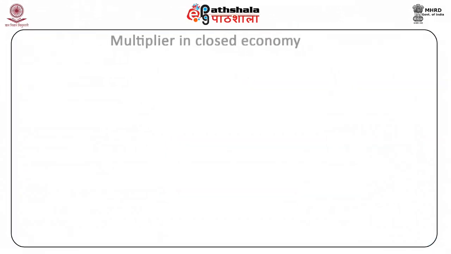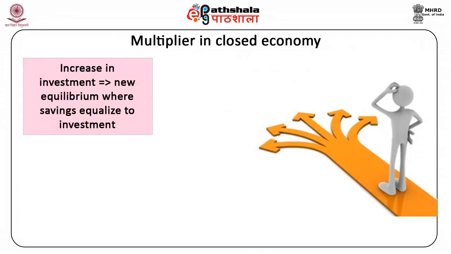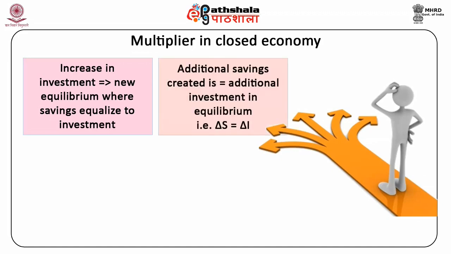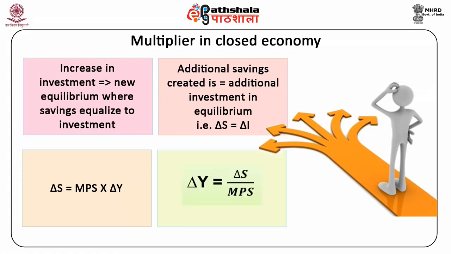Now, we will discuss multiplier in closed economy. An increase in investment leads us to the new equilibrium where savings equalize to the new level of investment. This additional savings created is equal to the additional investment in the equilibrium, that is ΔS = ΔI. ΔS = MPS × ΔY, a fraction of income is saved. ΔY = ΔS / MPS.